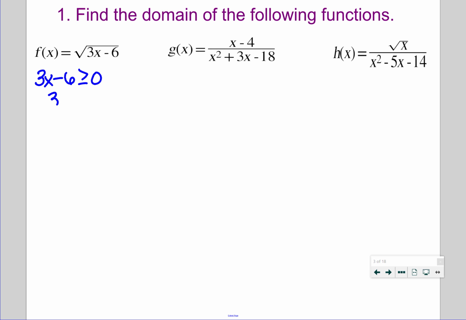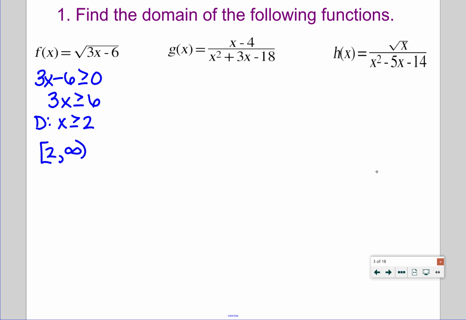We're going to add 6 and then divide by 3. Nowhere here did I multiply or divide by a negative, so I don't have to switch my sign. So my domain is x values greater than or equal to 2. Make sure all domains or ranges on the test you're putting in interval notation. So we write that in interval notation, bracket, because we're equal at 2 all the way to infinity.